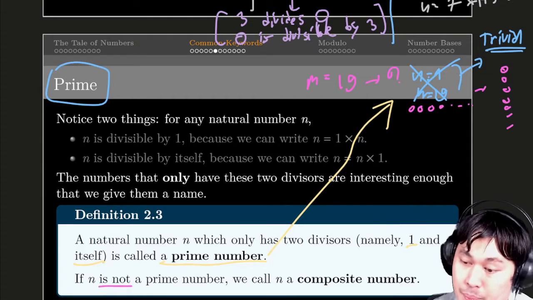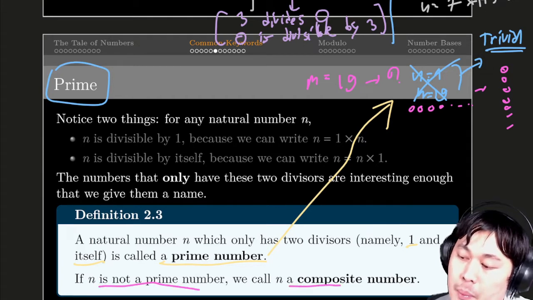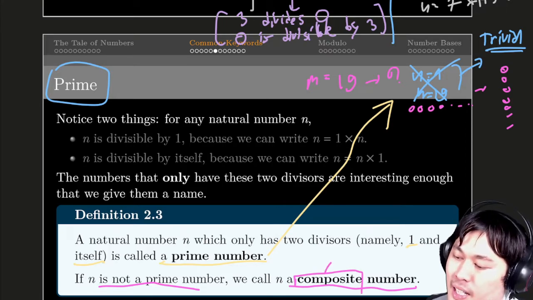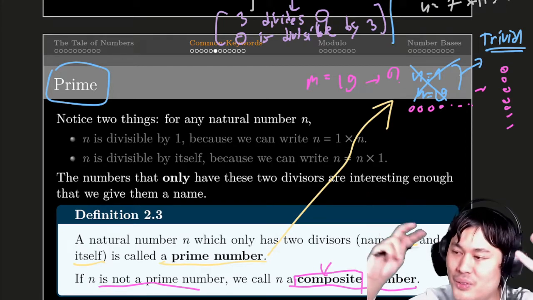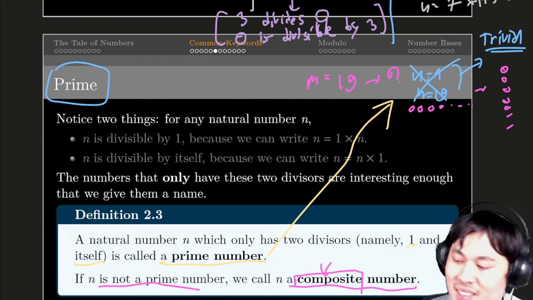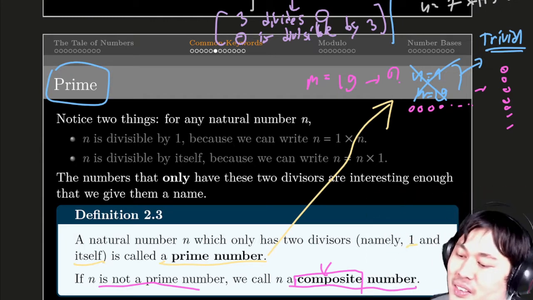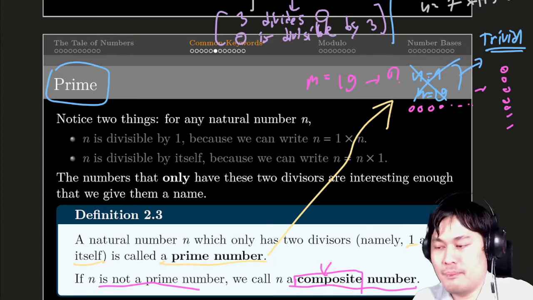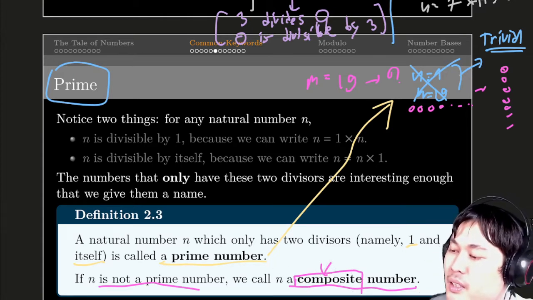And if it's not a prime number, we call it a composite number. Compose. You compose music. You assemble lots of notes into a nice arrangement. And you combine things. So that's two more words.